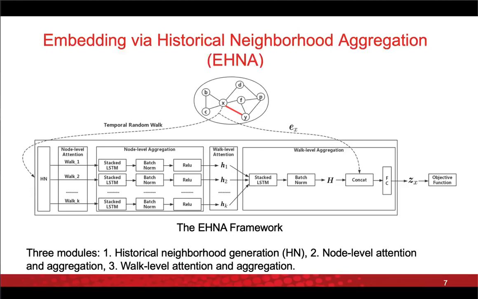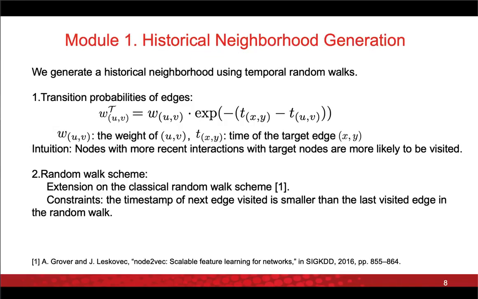The first module is historical neighborhood generation. The second one is node level attention and aggregation, and the third one is the walk level attention and aggregation. We leverage temporal random walks to generate historical neighborhood. Specifically, we compute the transition probabilities of edges based on the intuition that nodes with more recent interactions with target nodes are more likely to be visited.